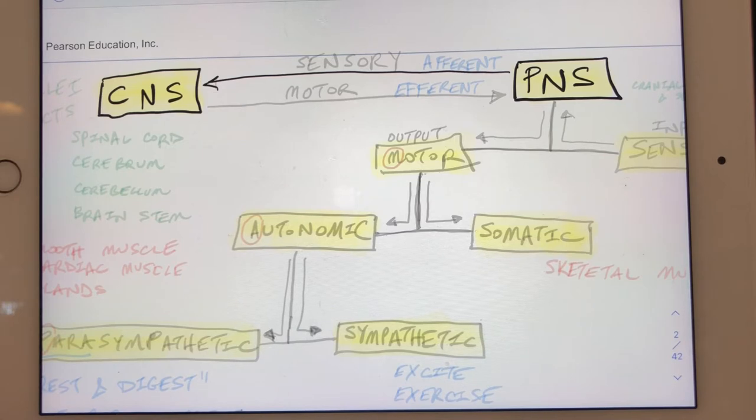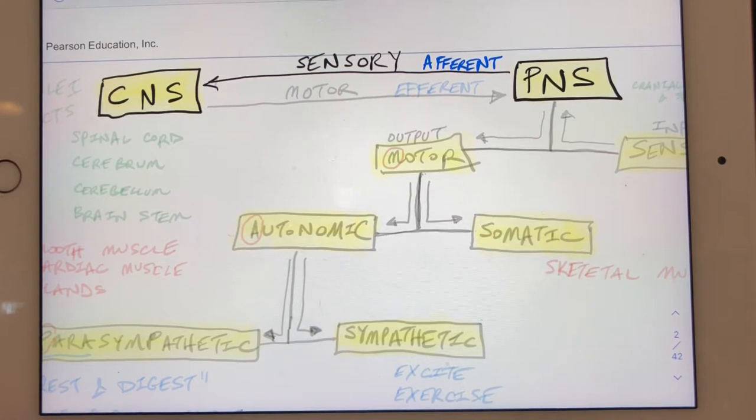And we know that this pathway is called the sensory pathway. Actually, yeah, we could do that. Or the afferent pathway. I'll just use a different color. Okay.